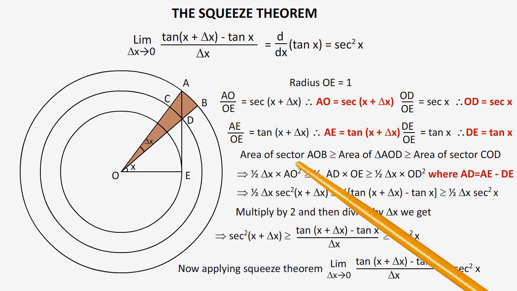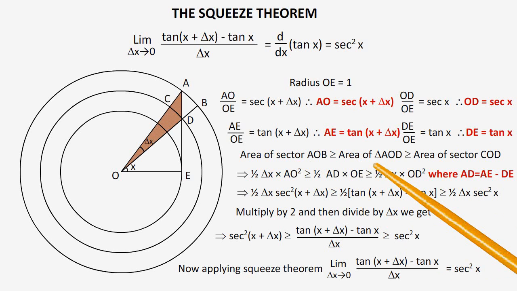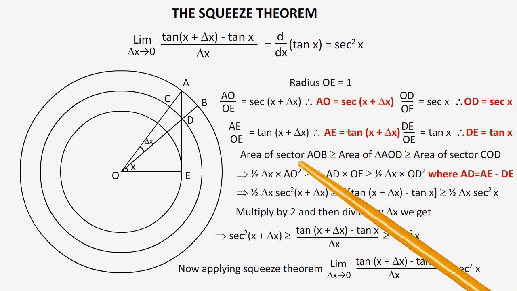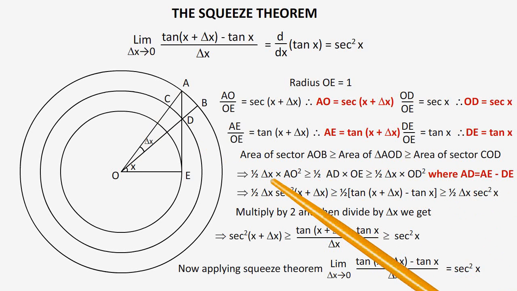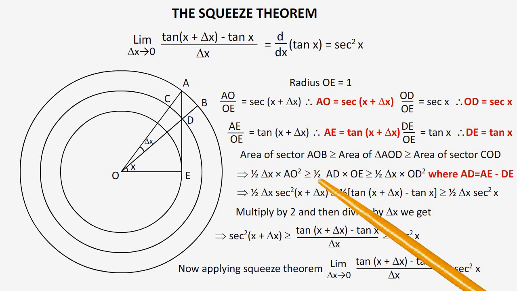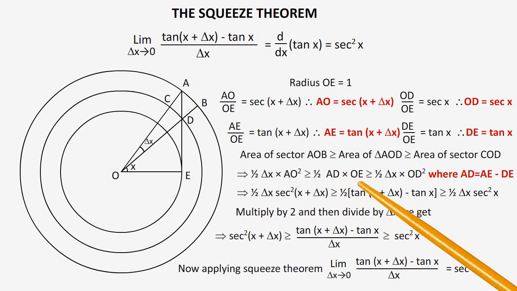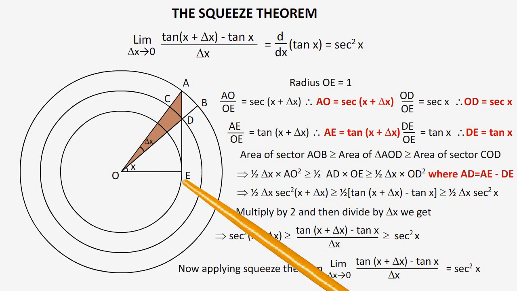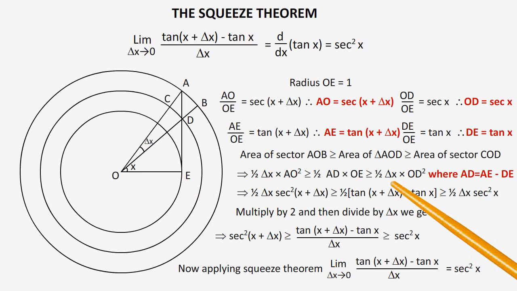Now, area of sector AOB of the large circle is greater or equal to area of the triangle AOD, which is greater or equal to area of sector COD of this circle. Now, area of sector AOB is equal to half AO squared times delta x. Area of triangle AOD is equal to half base times height, that is half AD times OE. Here AD is the base and OE is the height of the triangle. The area of sector COD is equal to half OD squared times delta x.